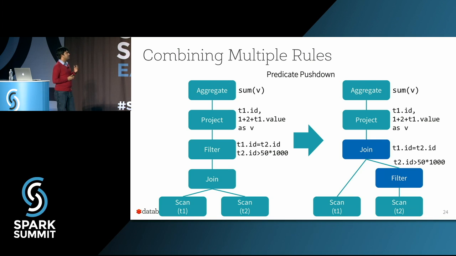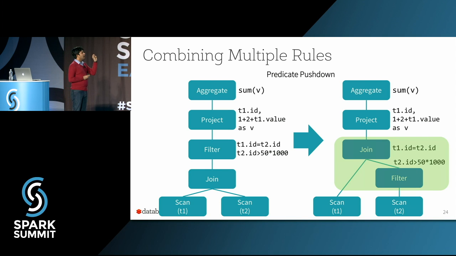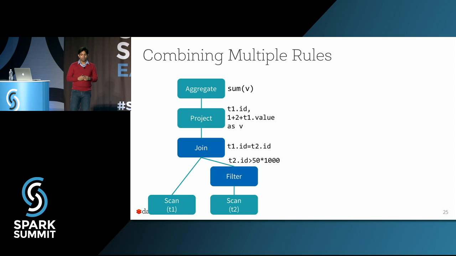In this specific case, the predicate pushdown rule would basically match this particular join or filter operator, and it will then rewrite the query plan based on the case class or the partial function that I just mentioned before. So in this case, we would basically identify that the 2 predicates in this filter, t1.id equal to t2.id, this can be pushed inside the join. And the other predicate, t2.id greater than 50 multiplied by 1,000, can actually be pushed right down to the data source, which is the table T2.